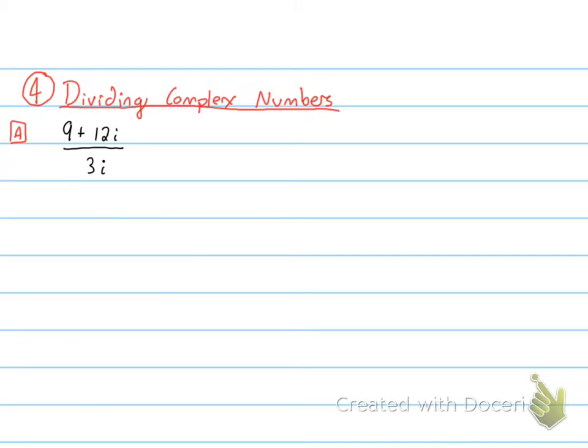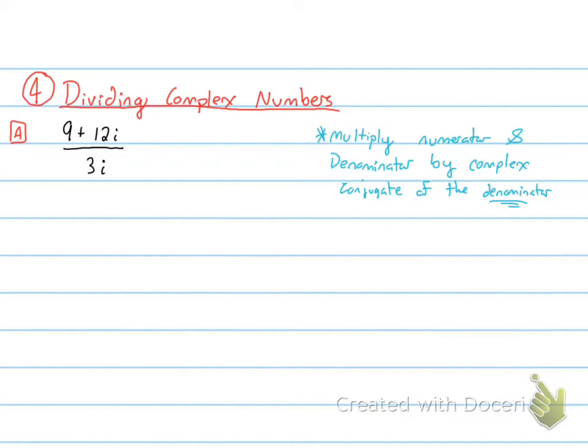So when I divide complex numbers, basically the name of the game here is that for it to be simplified, I don't want a complex number in the denominator. So how I could make that complex number into a real number is by multiplying the top and bottom by the complex conjugate of the denominator. So the complex conjugate of 3i would be negative 3i. So that's what I'm going to multiply the top and bottom by. When I do that, I'm going to be left with negative 27i minus 36i all over negative 9i squared.